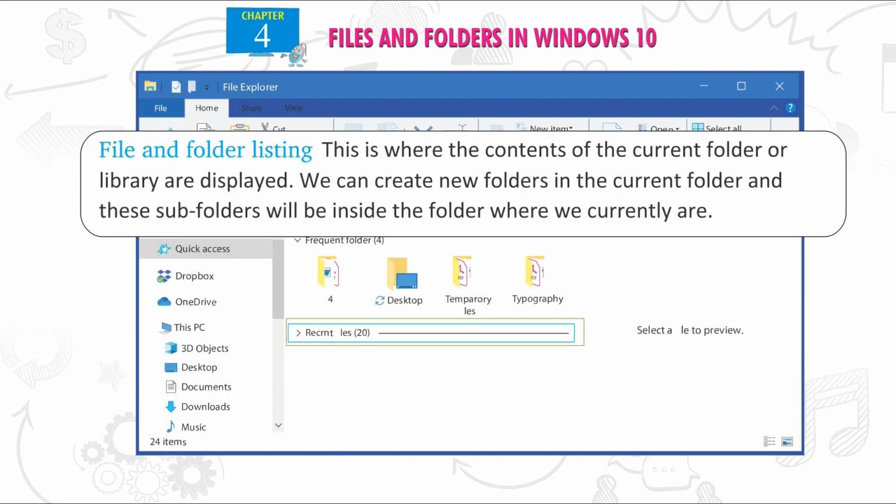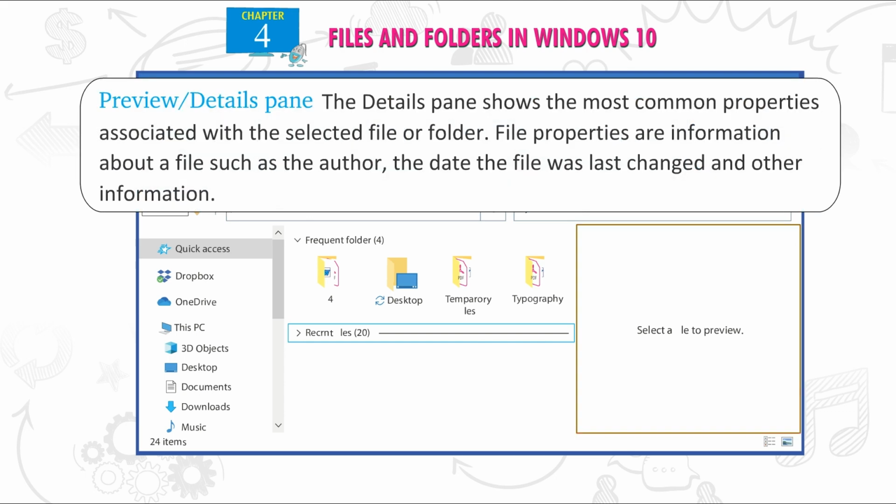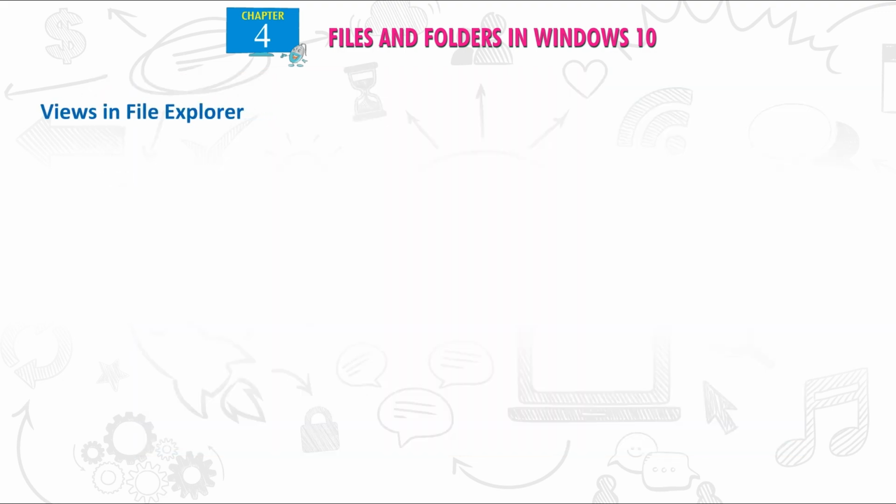File and folder listing. This is where the contents of the current folder or library are displayed. We can create new folders in the current folder, and these subfolders will be inside the folder where we currently are. Preview or details pane. The details pane shows the most common properties associated with the selected file or folder. File properties are information about a file such as the author, the date the file was last changed, and other information.